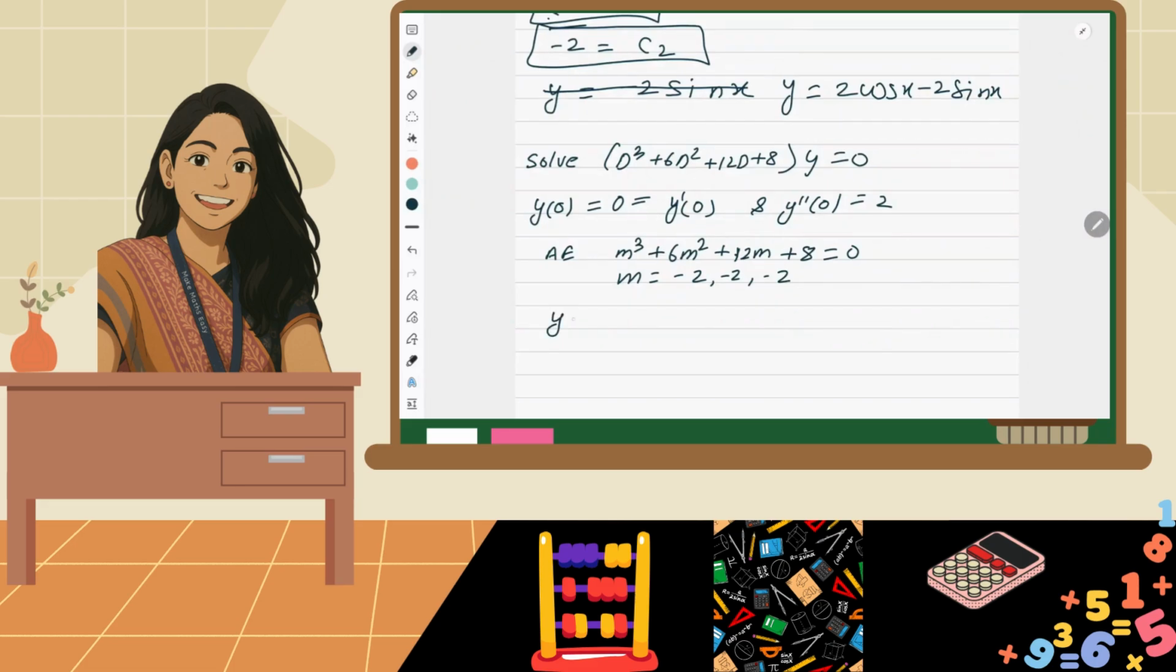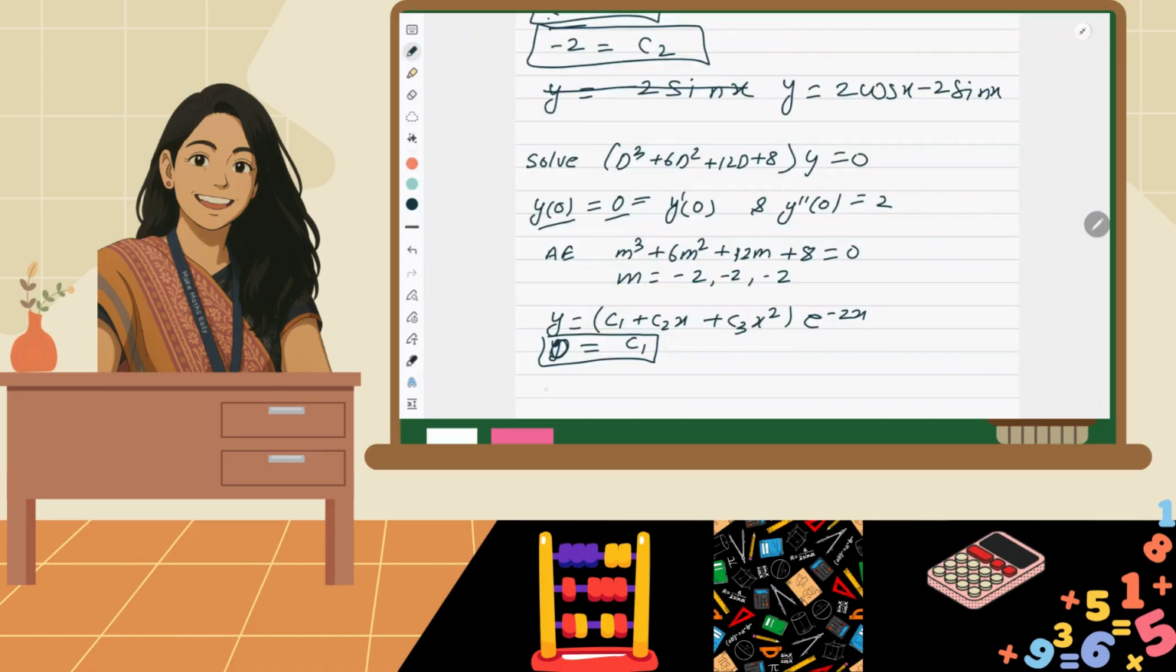So what will be your y? y is (c1 plus c2x plus c3x square) e to the power minus 2x. Okay. Now in this equation, as per the given condition, y of 0 is 0. Means when x is 0, y is also 0. If you substitute that, you will get 0 is equal to c1. So the c1 value is 0. Correct? Now you have to go to the first derivative.